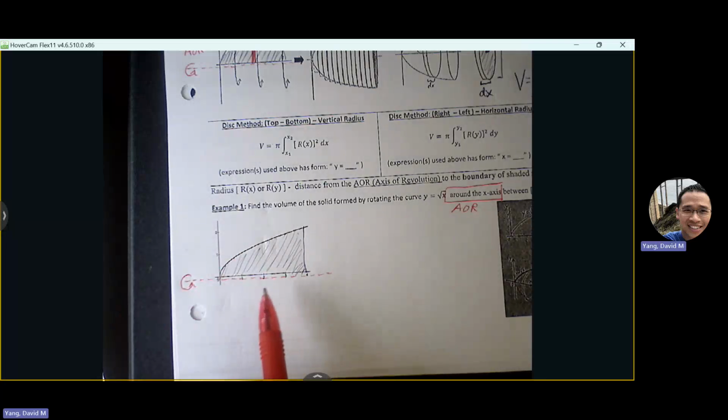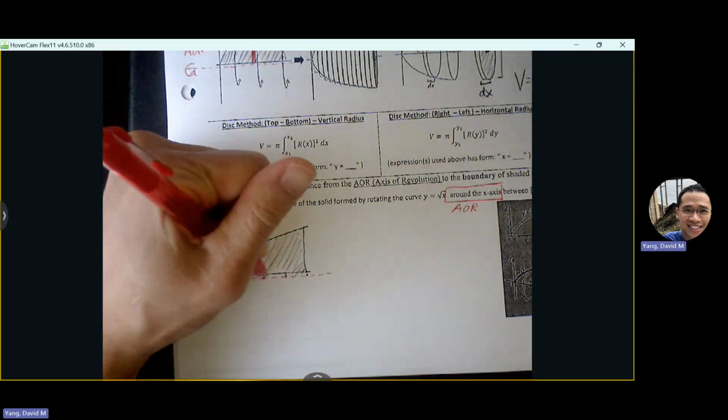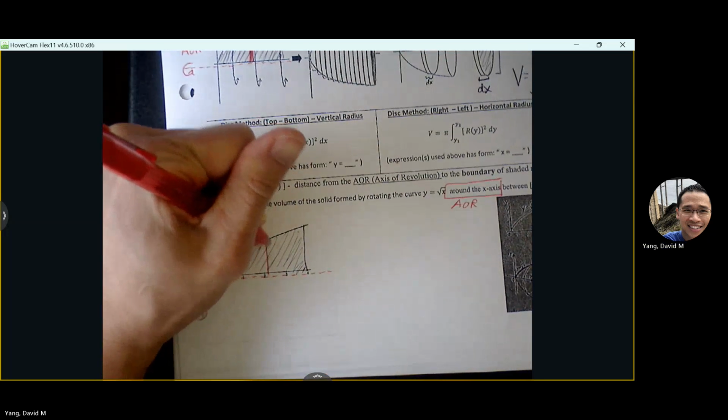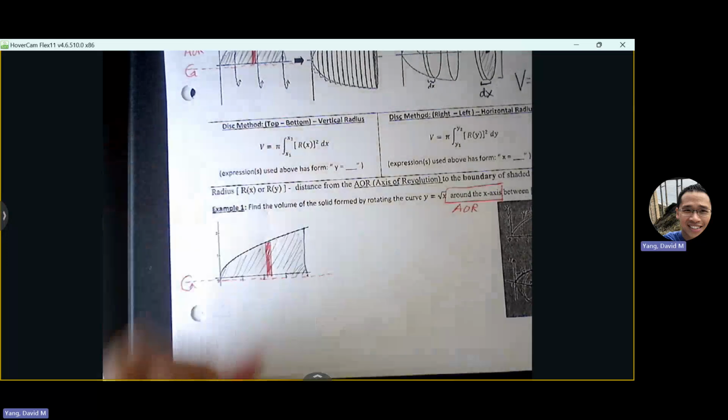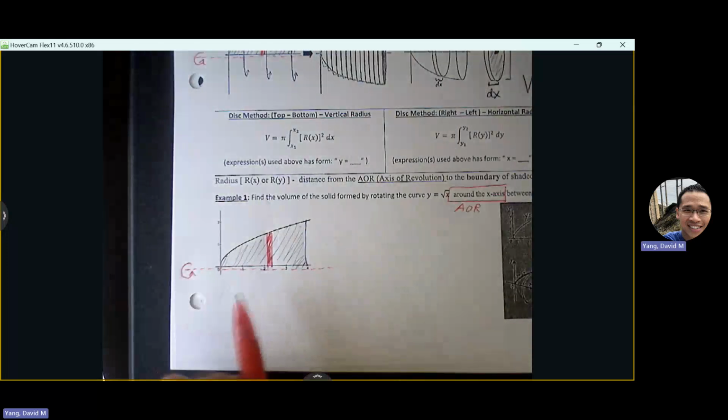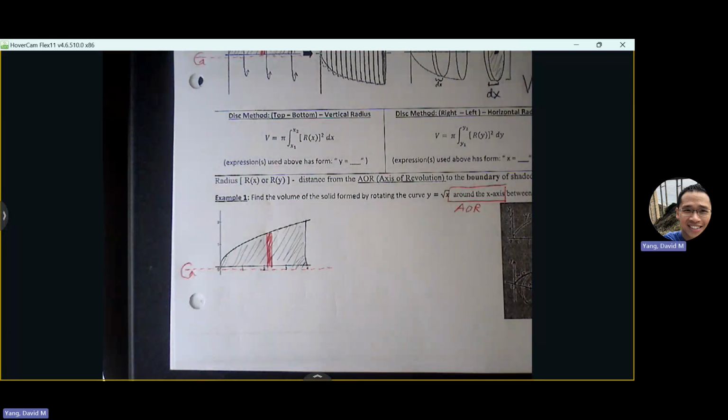Now, the way you build your radius is always going to be perpendicular to your axis. Whichever direction your axis is going, you're always going to go in the perpendicular direction. Because my axis is horizontal, my radius has to be vertical. On the next page, we're going to see a vertical axis, which means our radius will be horizontal. These will always be at a 90-degree angle with each other, your axis and your radius.